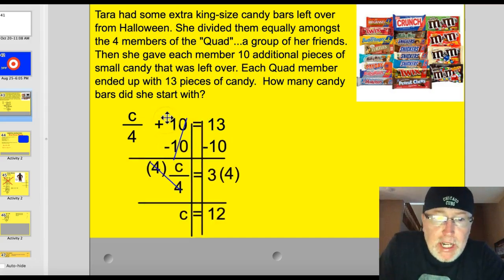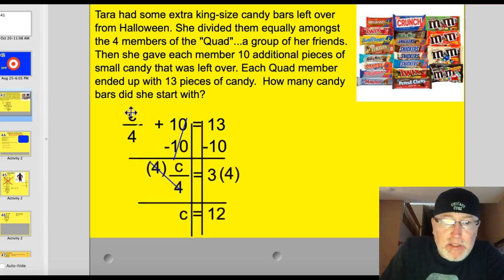We got to get rid of the 10 on this side in the process of isolating this variable. So we subtract 10 from both sides. These 10s cross off. You end up with C divided by 4 equals 13 minus 10, which is 3. Then you got to get rid of the 4 down here in the denominator. The way to get rid of divided by 4 is we multiply by 4, but you have to do it on both sides to balance that equation out. These cross off and you have 3 times 4, which is 12. So you get C equals 12.